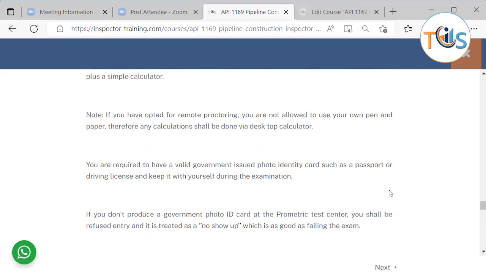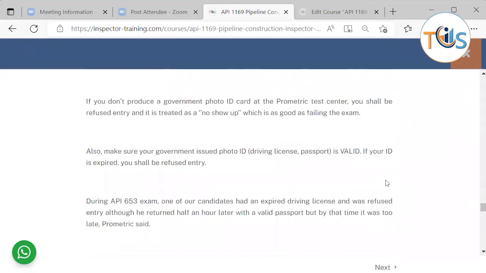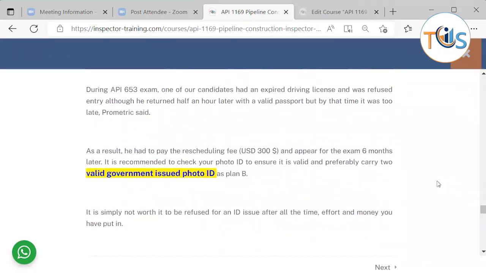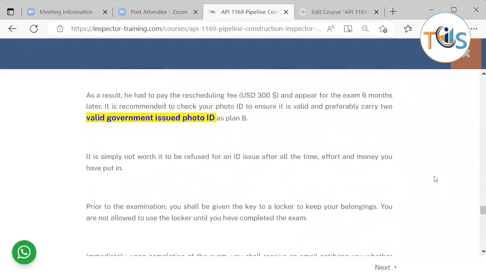If it is not valid, then they will refuse you entry and record it as a no-show. During the API 653 exam, one of our candidates with an expired driving license was refused entry. He returned half an hour later with a valid passport, but by that time it was too late, as the Prometric center said. As a result, he had to reschedule, pay $300 for 653 rescheduling, and appear for the exam 6 months later. So as a plan B, it's always better to have 2 valid government-issued photo IDs.